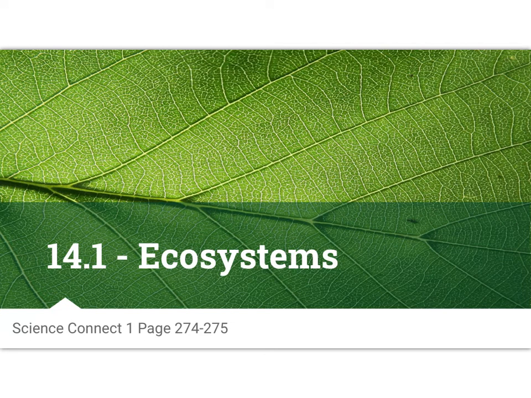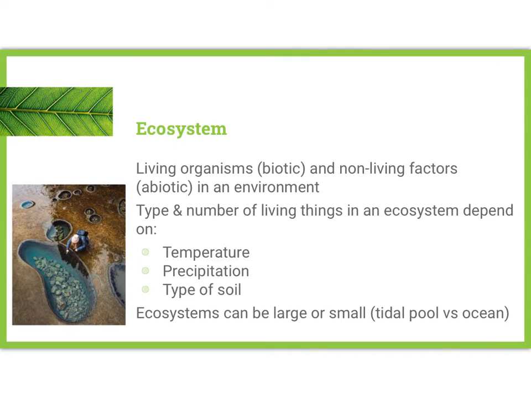14.1, ecosystems. An ecosystem is a collection of living organisms, and remember, living things we call biotic, and non-living factors, which we call abiotic, in an environment. The type and number of living things in an ecosystem depends on the temperature there, the amount of precipitation they get, the type of soil present.